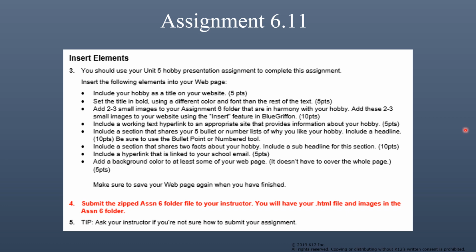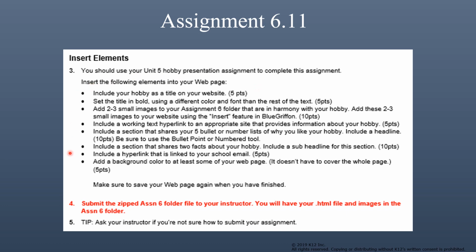Okay, so here are the important steps, the elements of this assignment. Number 3, you'll be using your Hobby 5 presentation assignment to complete this assignment. The reason I say that is you already have your information. You have your hobby. You have your 5 bulleted points of why you like your hobby. You have 2 facts of why you like it. You have a heading. If you don't want to use what you did in Unit 5 and you want a new hobby, that's fine. I just thought it would be easy to kill 2 birds with 1 stone. So that's why I have use your Hobby 5 presentation assignment.